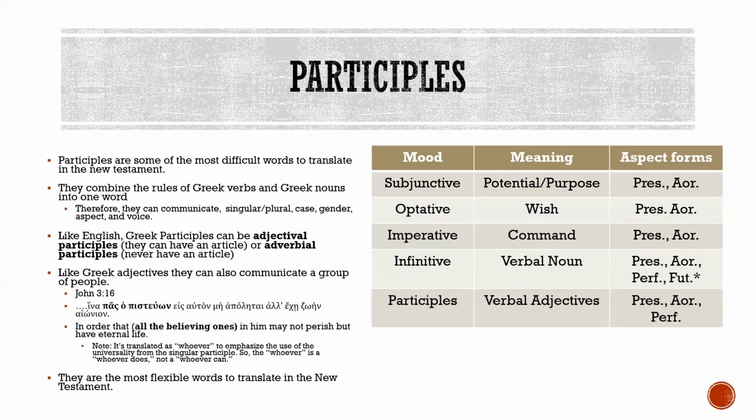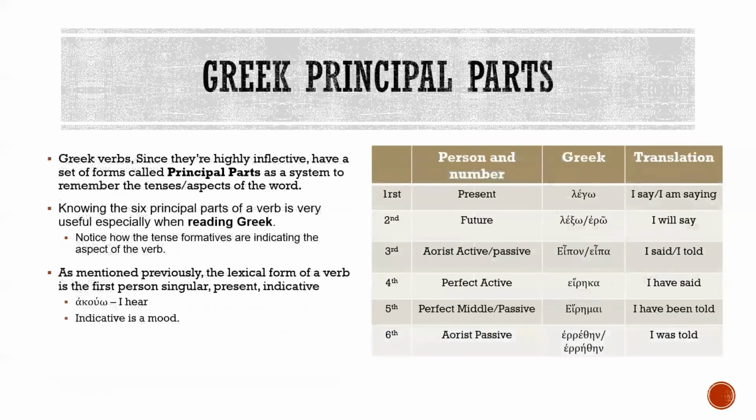Now you may ask, how in the world did the Greeks memorize all these different inflections of the verbs and remember them in their heads? Well, they had a concept to do that called principal parts, which is a system of inflecting the verb to remember the aspects of the word. The principal parts are divided into 6 parts.